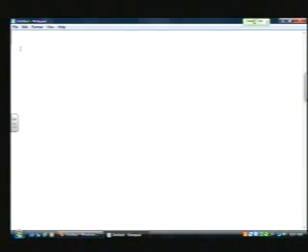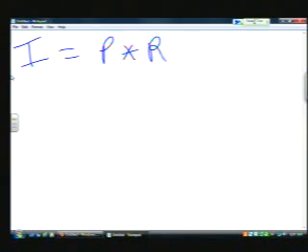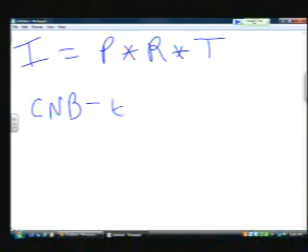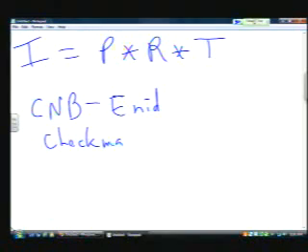And see if we can do a little review. So, the formula for interest is equal to principal times rate times time. So, the example that I'm going to go over right now is a short-term loan. In fact, Central National Bank of Enid, they offer what's called Checkmate. Now it's an overdraft protection.